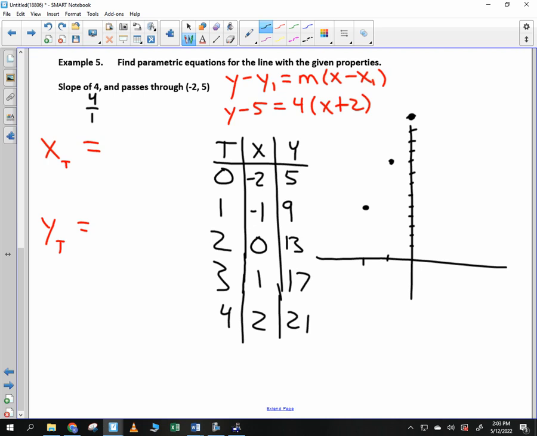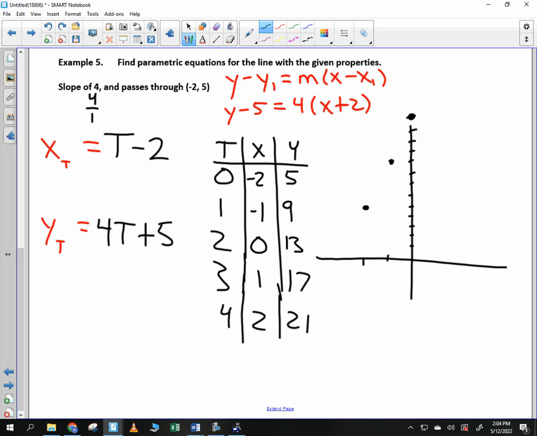So, for example, for y, the slope is 4, so 4 times t. For x, the slope is 1, so it's just 1t. And then when t is 0, what is the x value? Negative 2. When t is 0, what's the y value? 5.